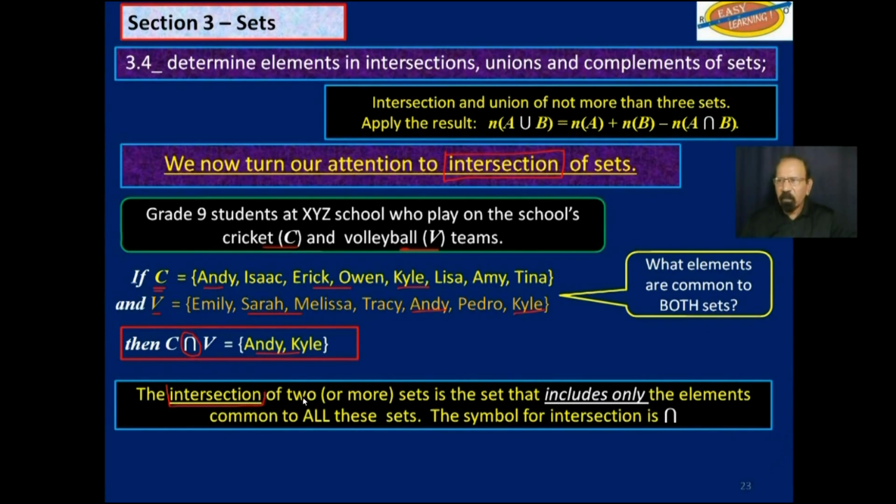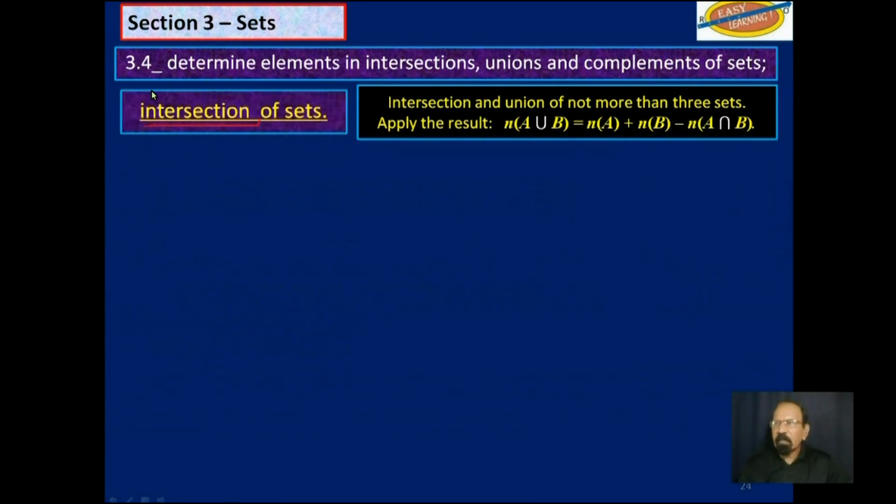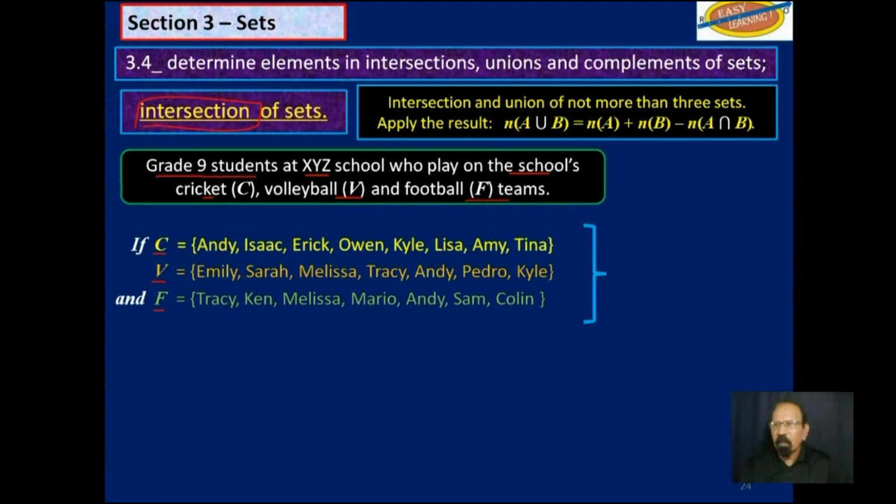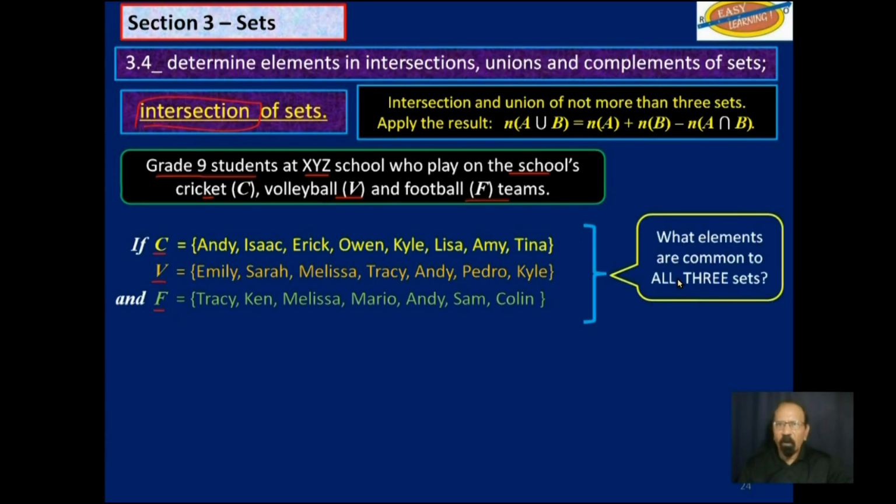Now the intersection of two or more sets is the set that includes only the elements common to all these sets. The symbol for intersection is this inverted U. So we are still on intersection of sets. Let's consider again those students who play these sports at XYZ school from grade 9: those who play cricket, those who play volleyball, those who play football. Now, what elements are common to all three sets? Just now, we only looked at the cricketers and those who play volleyball. Now we are looking at all three subsets.